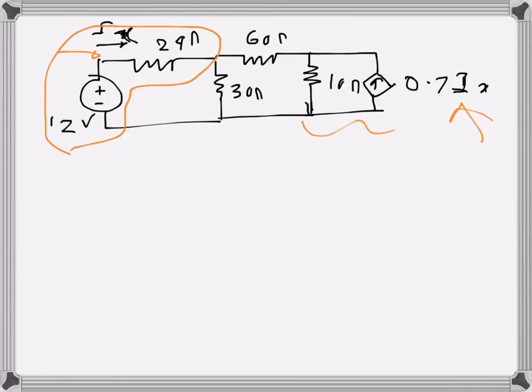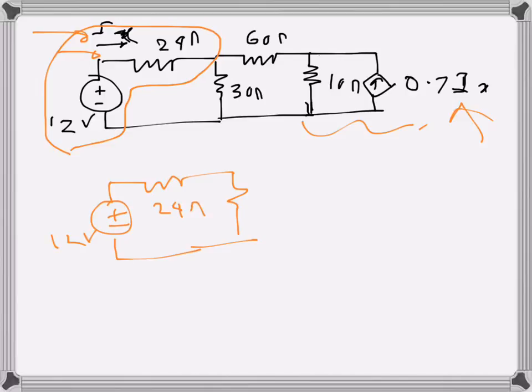What I will do is change this part. We are after this current anyway, the Ix, the control current here, so I will leave this as it is. So 24 ohms here, 12 volts here, and then 30 ohms there, 60 ohms here, and it will become a series resistance and a voltage source.